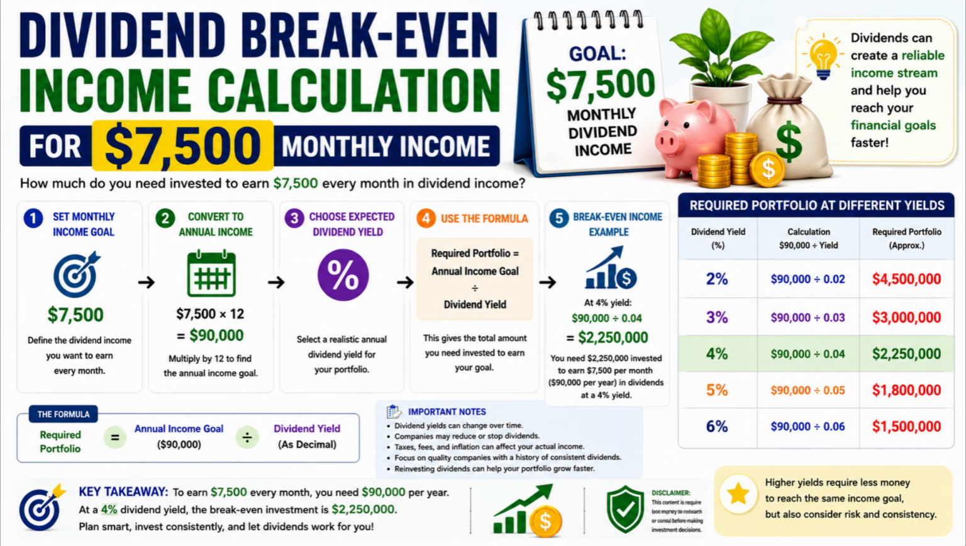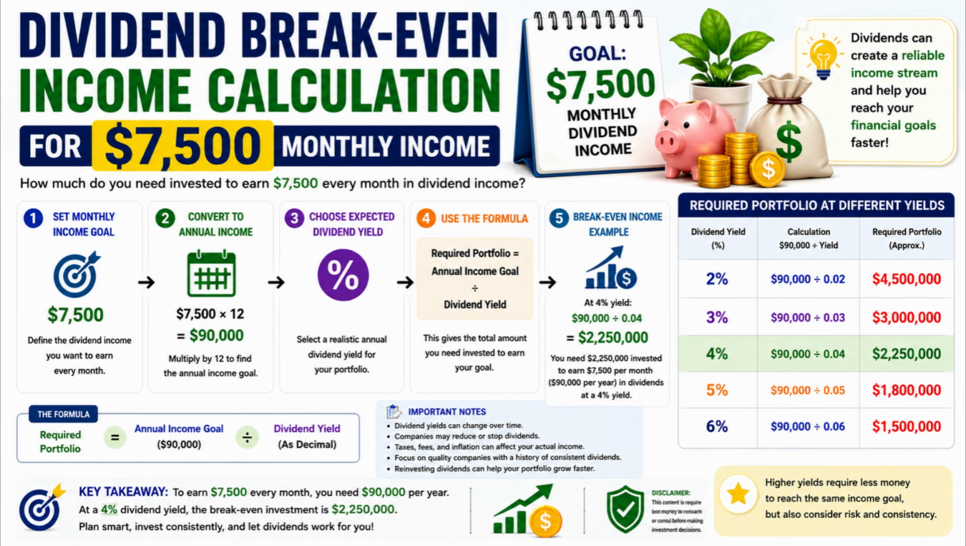Then, we use the main formula. The required portfolio equals the annual income goal divided by the dividend yield. In this case, the annual income goal is $90,000, so we divide $90,000 by the expected dividend yield.